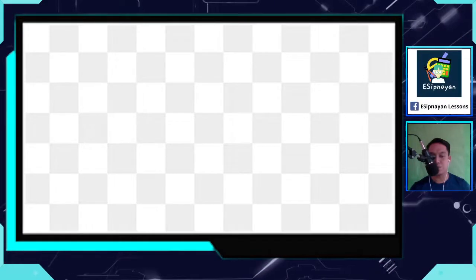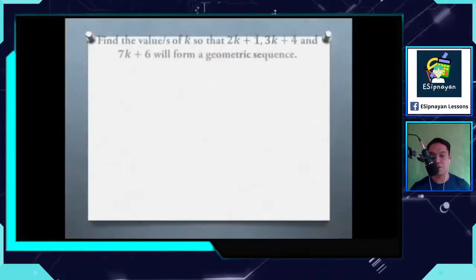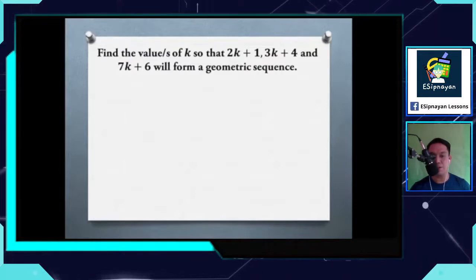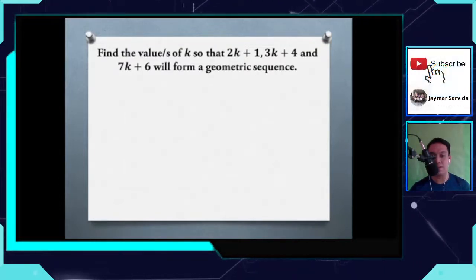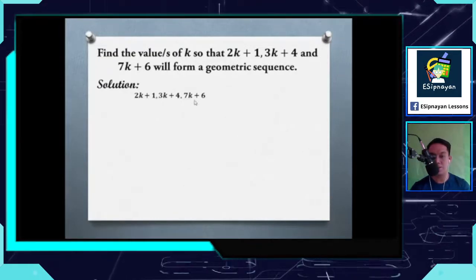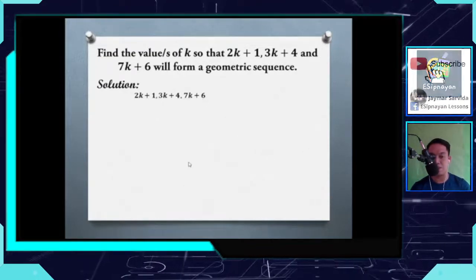So let us proceed to example number 3. In example number 3, we are going now to find the value or values of k, so that 2k plus 1, 3k plus 4, and 7k plus 6 will form a geometric sequence. So that is 2k plus 1, 3k plus 4, 7k plus 6. So yan yung mga terms sa ating sequence.